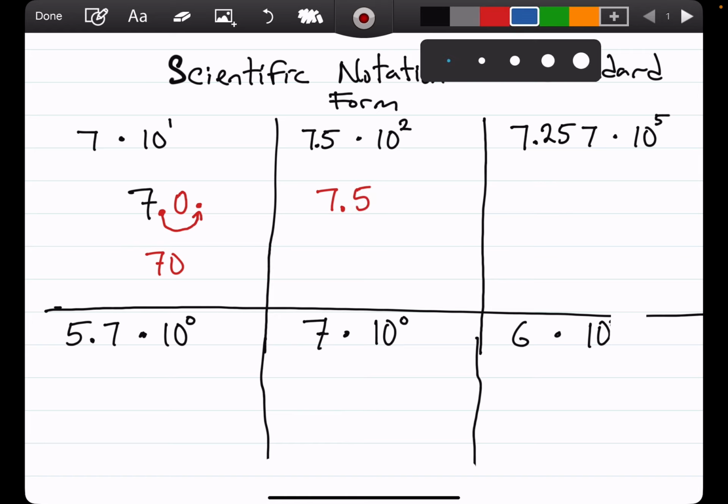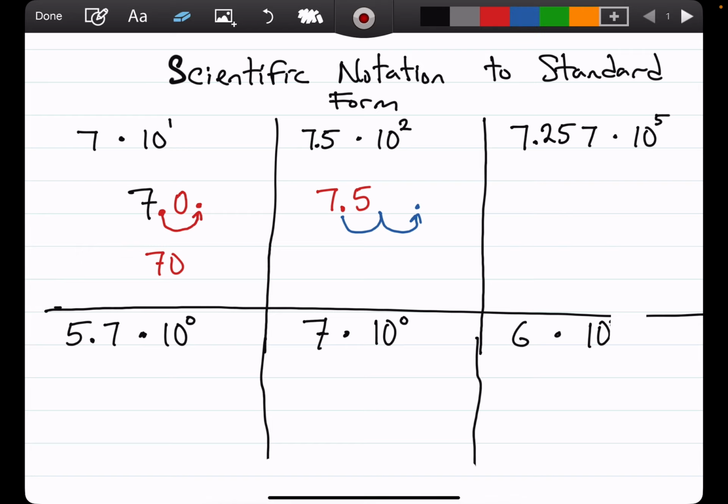7.5. I move the decimal point how many places? 2. To the right or to the left? Right. 1. And then in the empty ones, you put a 0. You're going to see 1, 2. So this is the new location. And I have just one empty space, right? So now this is 750. Do I really need this decimal point at the end? No, you don't have to.